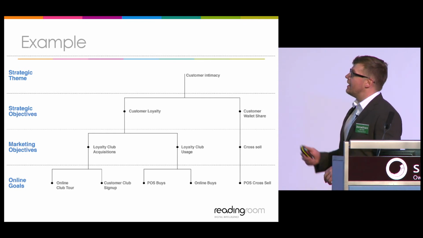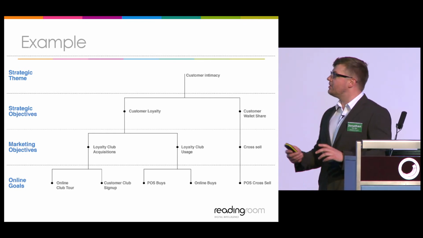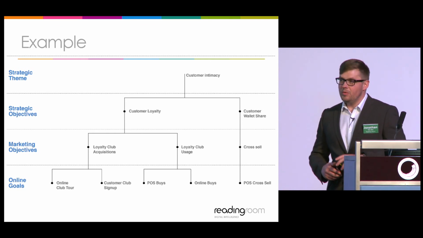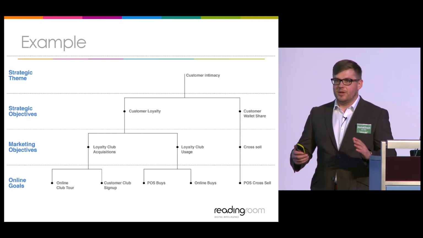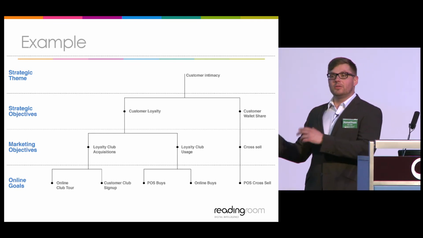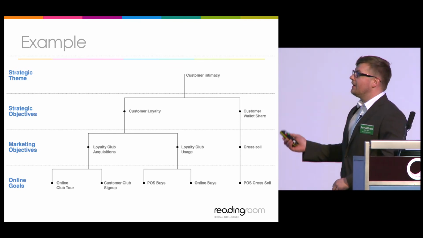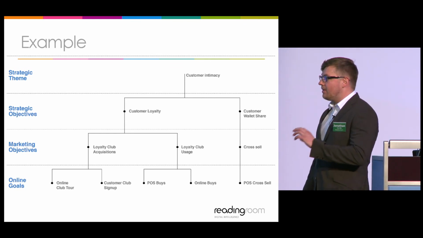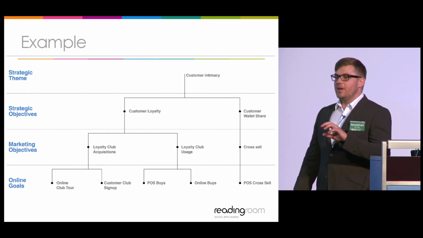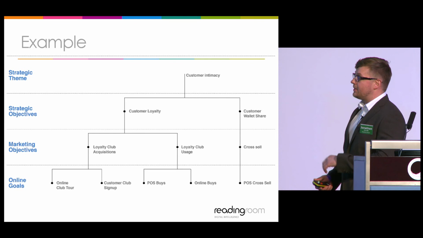And then to increase the wallet share, they wanted to increase the cross-sell opportunities. So make sure that, if someone lands on one page, we're not just showing them what that page has. What we're doing is showing them what that page has, and also all of the other offerings that we have that are relevant to them. So finally then, and the meat of this is really the online goals. So this is what you have to program on your website to enable those marketing objectives.